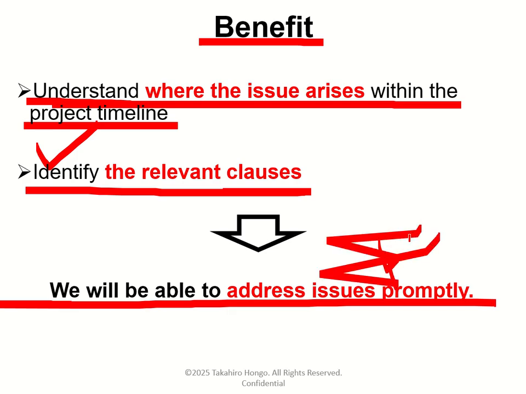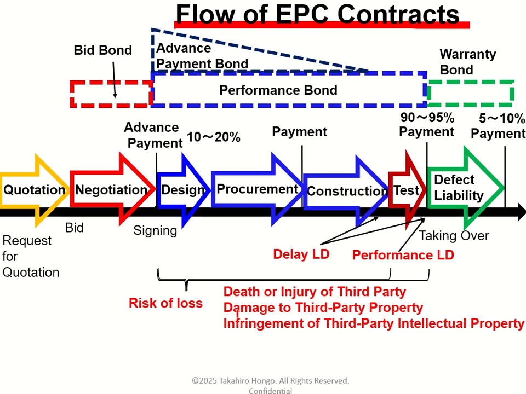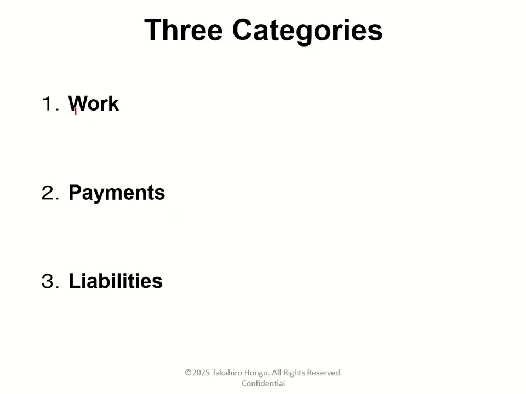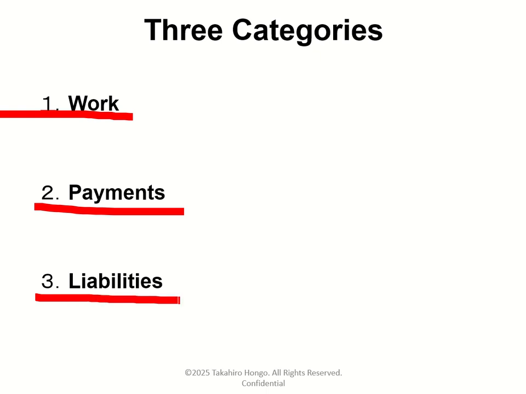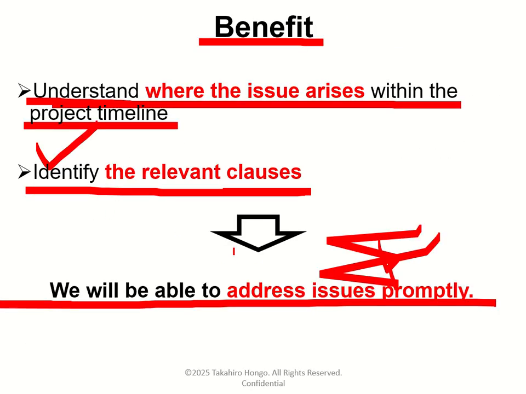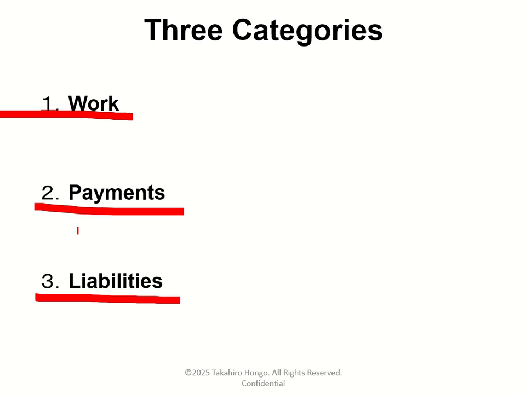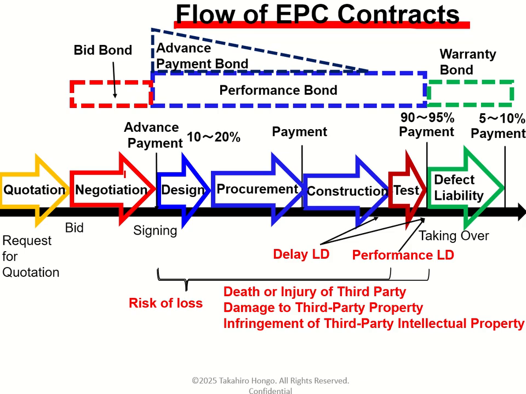But you may think that you have a lot of information to remember. However, if you divide this flow into 3 categories like this. The first category is work. The second category is payments. And the third category is liabilities. In that case, you will be able to understand this flow easily.